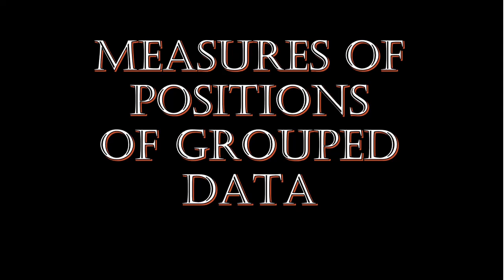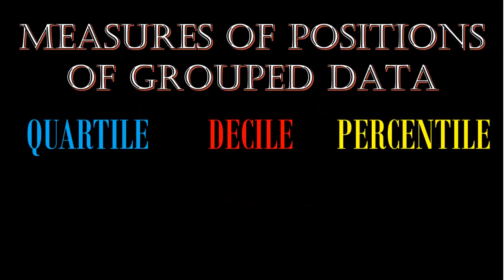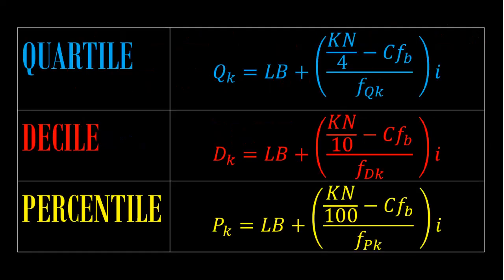In this video, pag-aaralan natin ang measures of positions of group data. Meron tayong tatlong measures of positions: ang quartile, decile, at percentile. Ang formula natin for quartile is equal to the lower boundary plus the quantity of kth quartile times the total frequency over 4 minus the cumulative frequency before the quartile class over frequency of the quartile class, times the size of class interval.